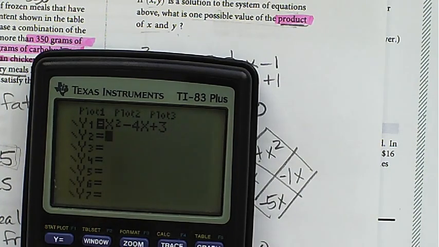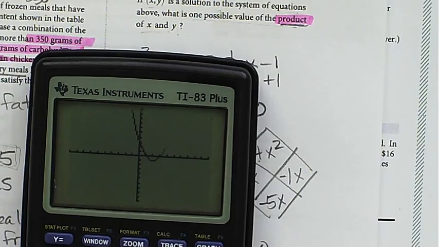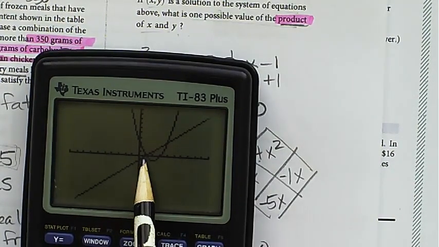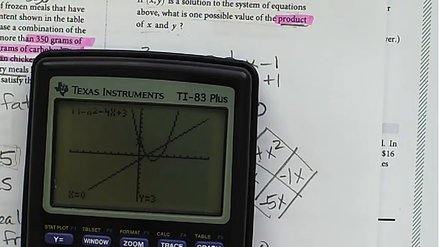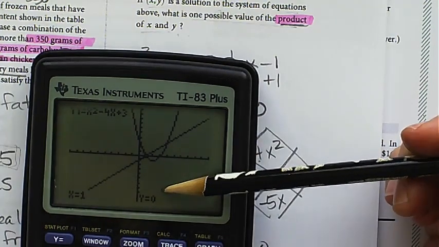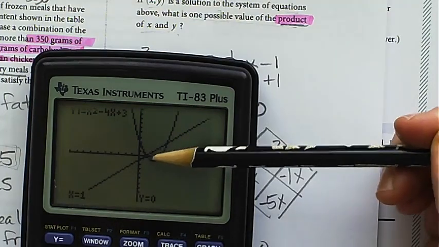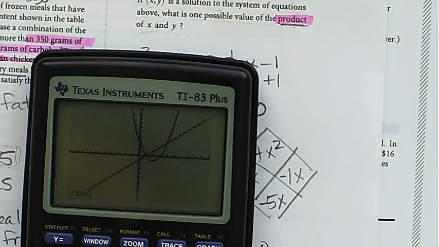I could quickly graph these two. If the window doesn't show those intersections, you could just do zoom standard. I happened to get a window that did. And you can see that they cross. You could do trace, and move over to where they cross. You can kind of see that they're crossing at 1, 0. If you type in 1, enter, there's one of your intersection points. Now the other one may not be as easy to see. 2, 3, 4. I think it's 4. I type in 4. There's your other intersection point. So that's another way to do it.